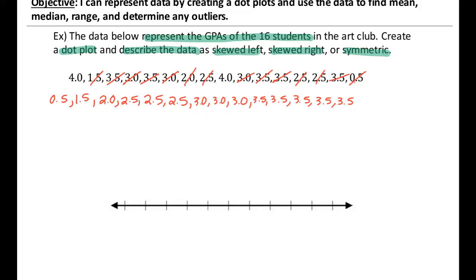And then that leaves me with the two 4.0s. And it looks like I got all of them. Double count. Make sure you have 16 values. I have 16.